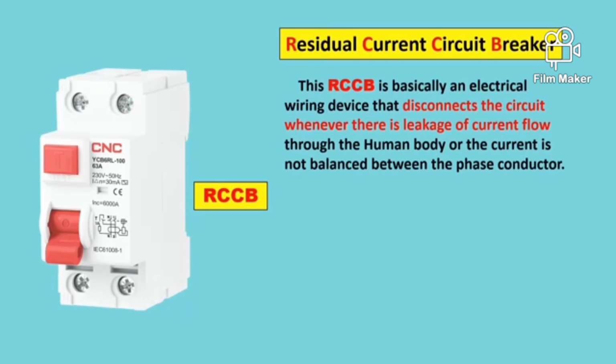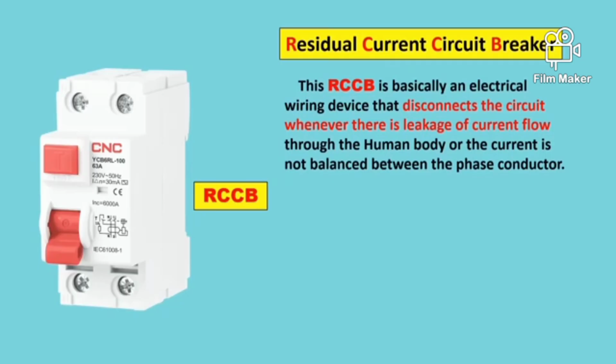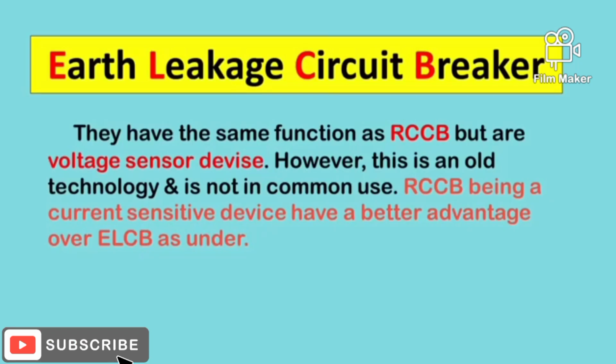Okay, let's move on to our next device, that is ELCB. Full form of ELCB is earth leakage circuit breaker. Working of this circuit breaker is same as like RCCB, that is to protect you from electrical shocks. Now you will think that RCCB is providing protection from electrical shocks and ELCB is also providing protection from electrical shocks. Then what is the difference? Friends, I am going to tell you two differences between RCCB and ELCB. Then your doubt will be cleared.